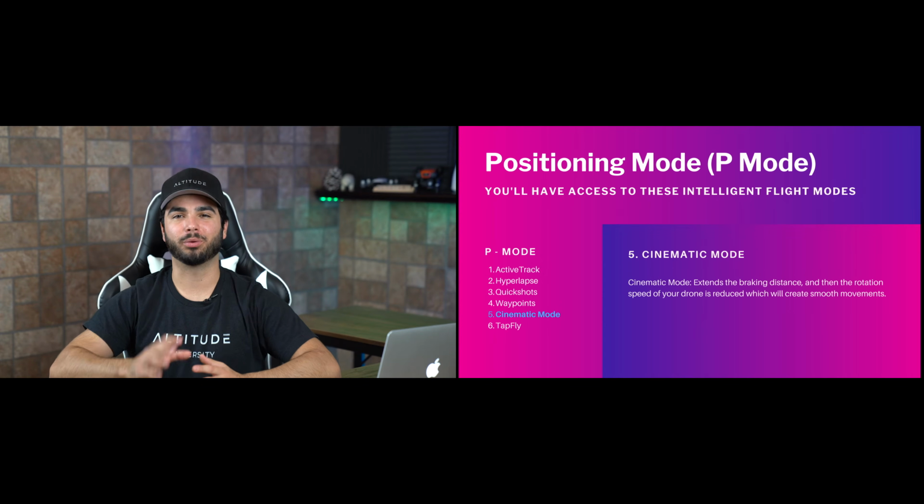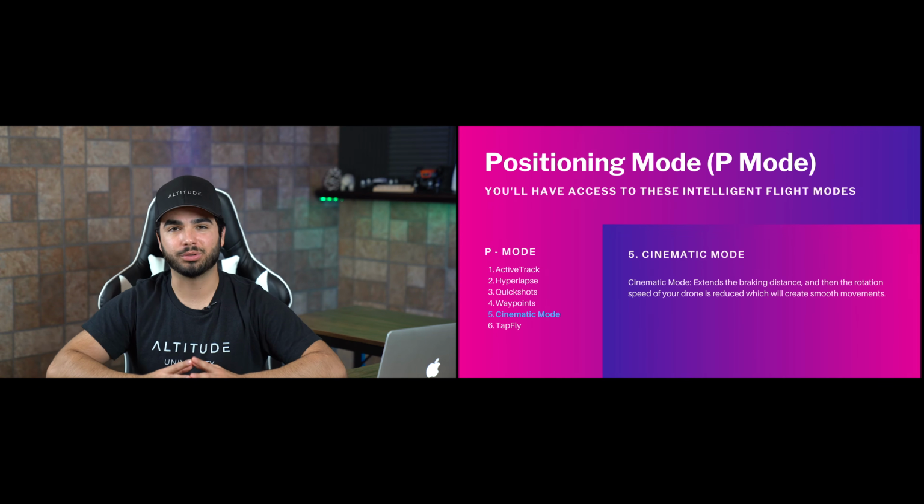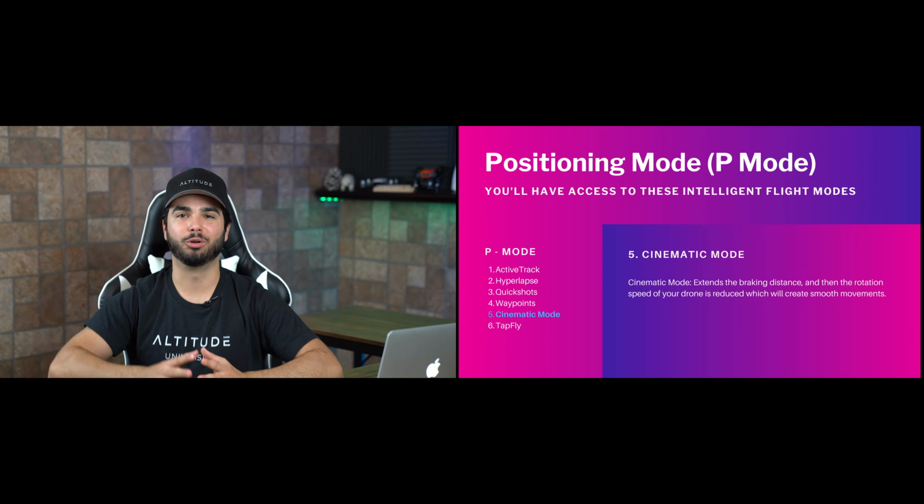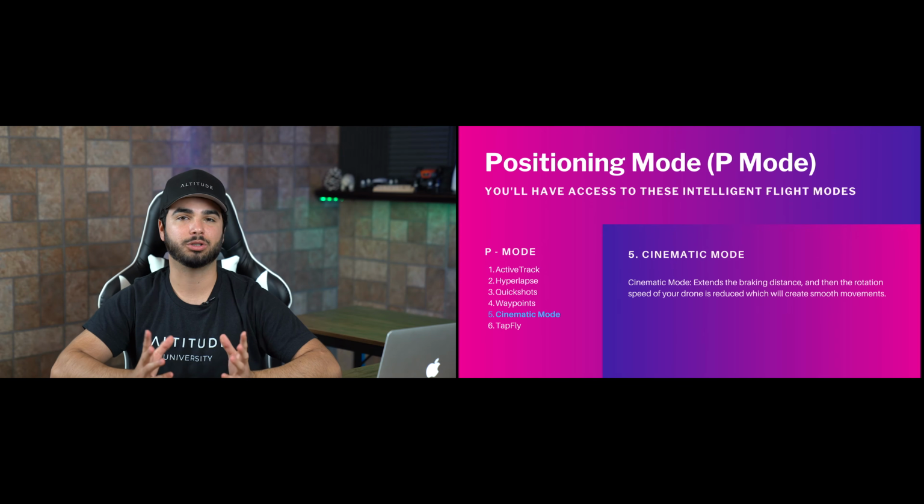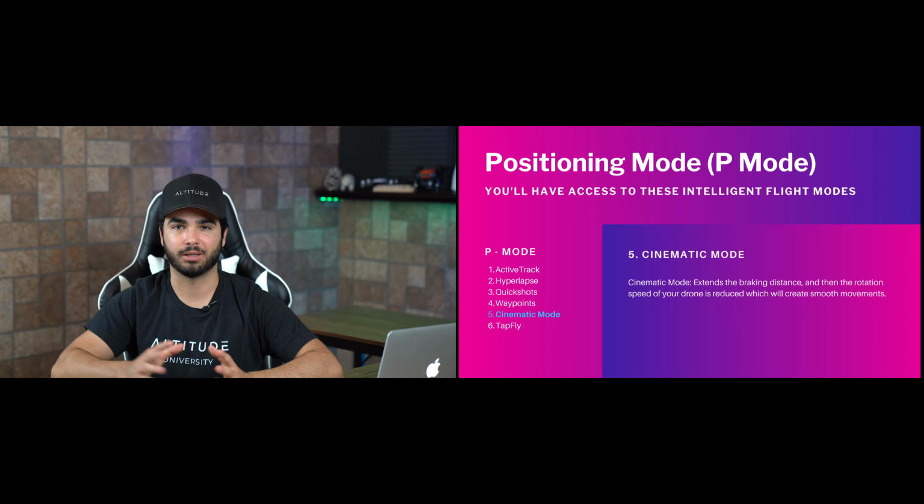Next, we have cinematic mode, which extends the braking distance, and the rotation speed of your drone is reduced, which will create smooth movements. At the end of a shot in cinematic mode, your drone will slow down until it eventually comes to a stop, keeping the full shot stable with little to no jerking movement.